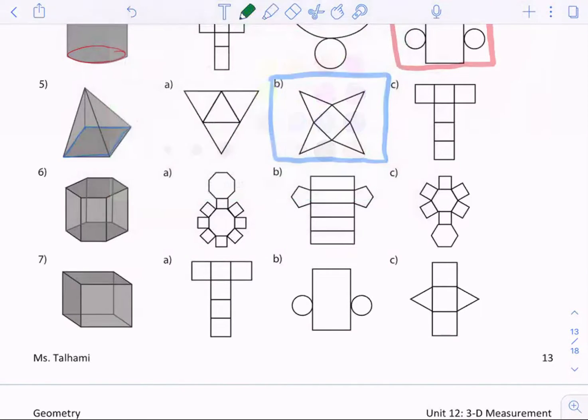Ooh, I see 2 hexagons in number 6. So that means we have a prism. So I should have 2 hexagons, and my lateral faces are all rectangles. Since I have 6 sides, I should have 6 rectangles. So let's see. 1, 2, 3, 4, 5, 6, 7, 8. So this is not it. 1, 2, 3, 4, 5. That's not it. 1, 2, 3, 4, 5, 6. So 2 hexagons and 1, 2, 3, 4, 5, 6 rectangles or squares, whatever it may be.